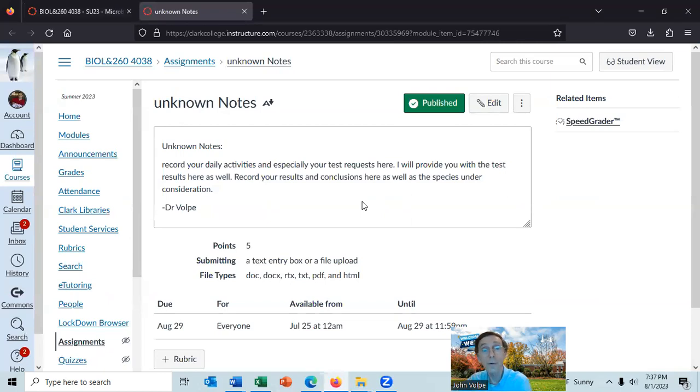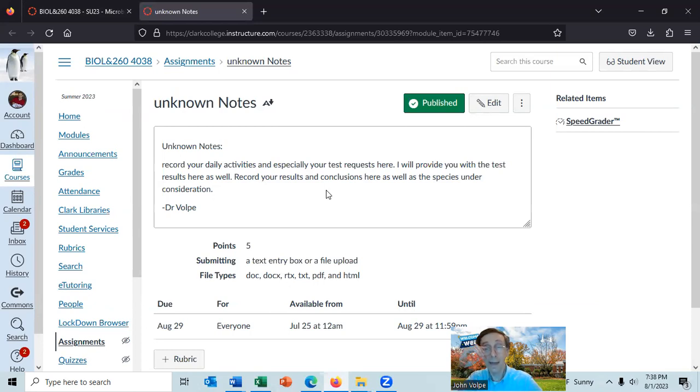You should record your daily activities. So when you request a test, you should put it in your unknown notes page. And then when I send you the results, you should make your observation. That's your result. And then you should put your conclusions for that test. That is your interpretation of what you're observing. And you should make a distinction between an observation and an interpretation. Okay?